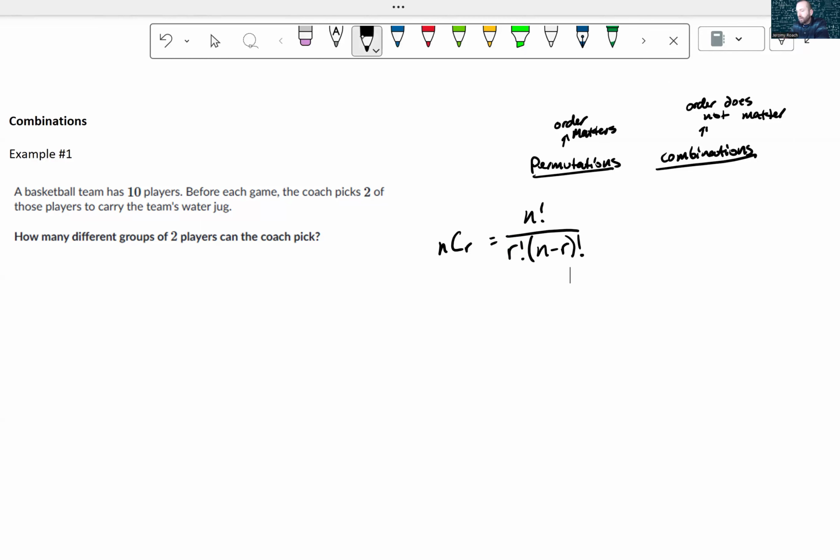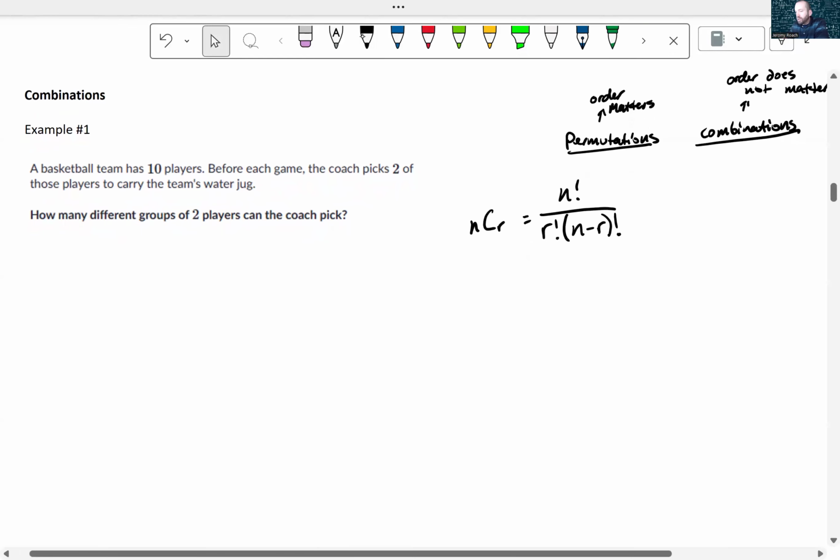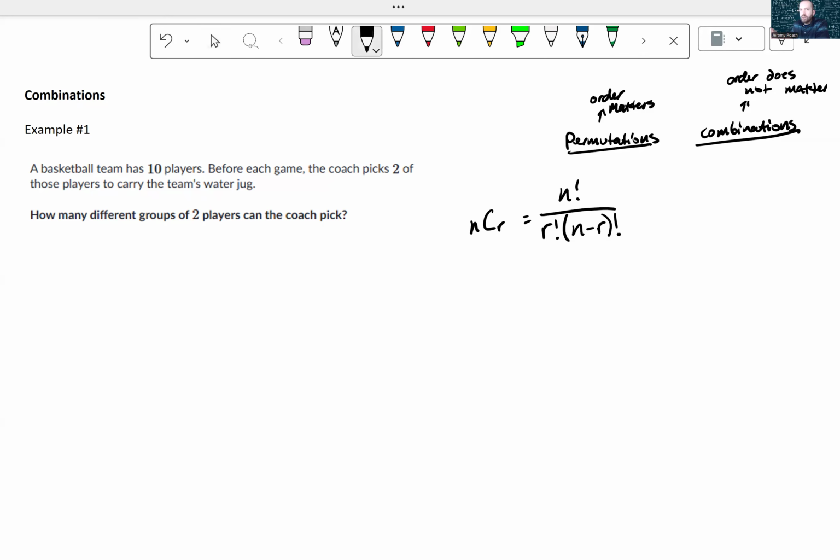All right, now let's take a look at our first example on here. It says a basketball team has 10 players. Before each game, the coach picks two of those players to carry the team's water jug. How many different groups of two players can the coach pick? So in this one, n equals 10, and he's choosing two. And we would read this as 10 choose two.